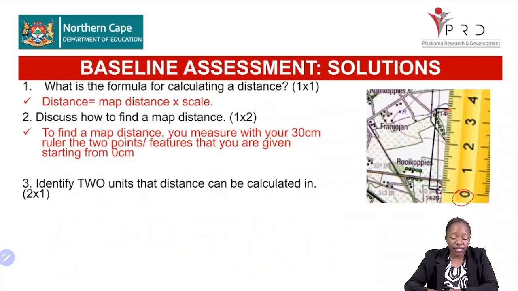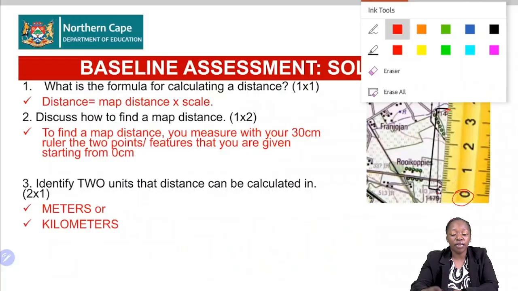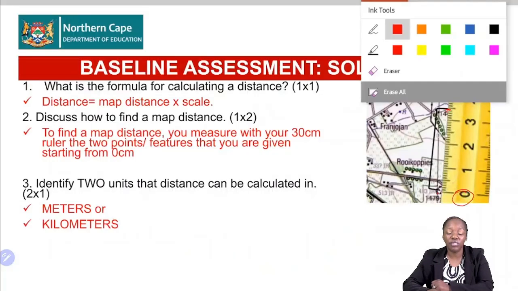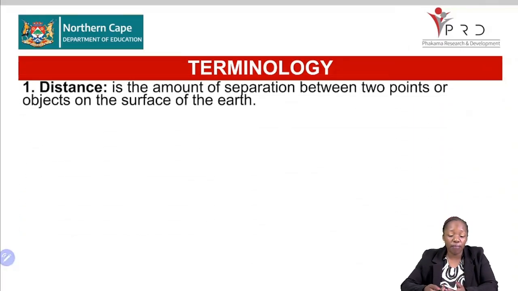And then thirdly, identify the 2 units that distance can be calculated in. Remember, distance can be calculated in meters, and also it can be calculated in kilometers. Then we are dealing with map work. So obviously the terminology today will be based on the map work.